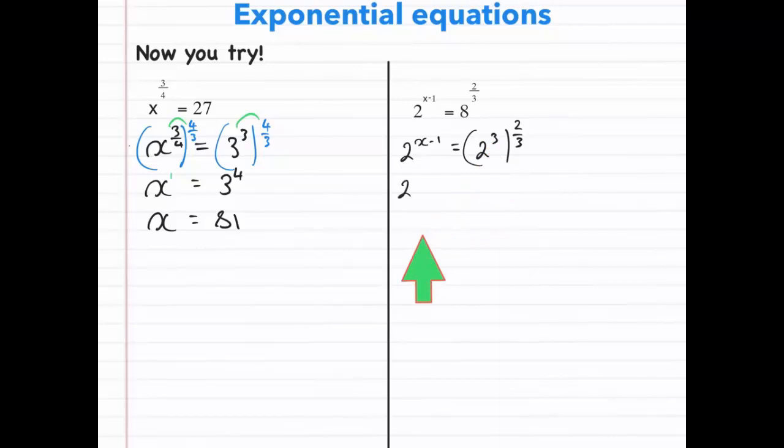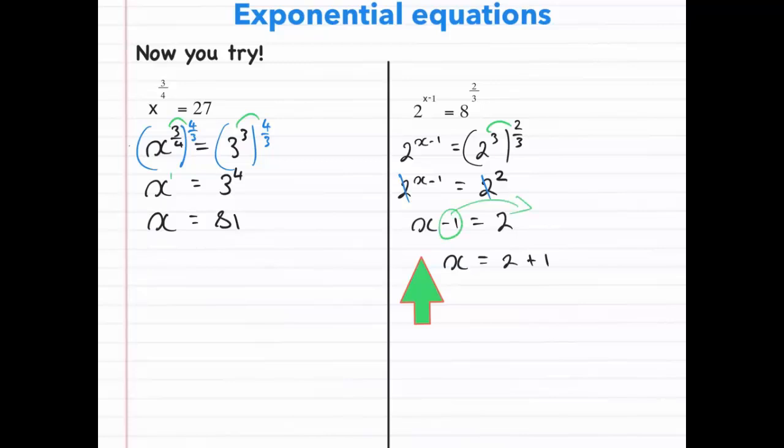So now we just have 2 to the power of x minus 1 equals, write the 2, and then 3 times 2 over 3 is 2 to the power of 2. Now look closely. Just by doing that, and now, since x is an exponent, we want the bases to be the same on both sides. Well, they are. So basically, that 2 and 2 can fall away. So x minus 1 equals 2. So x equals 2 plus 1, because we need to take that 1 to the other side. So it becomes a plus 1. And then x equals 3, and I'm done.